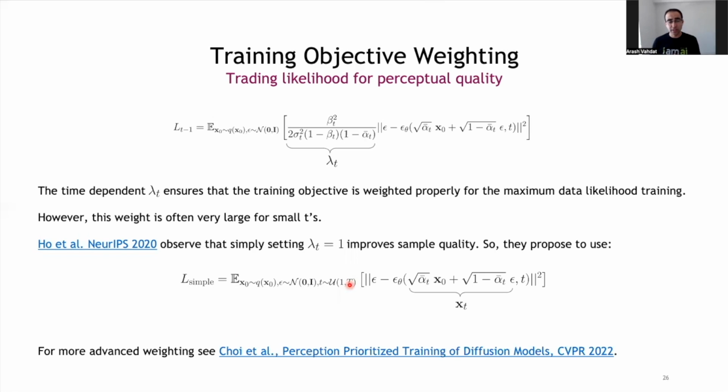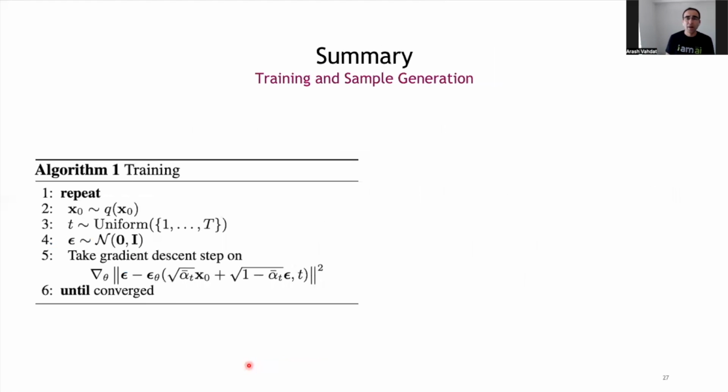So if you're interested in checking this area, I would encourage you to check this paper by Choi et al. published at CVPR 2022 that discusses how you can potentially change this weighting over time to get even better high quality images from diffusion models. So let's summarize the training and sampling from diffusion models and what we've learned so far.